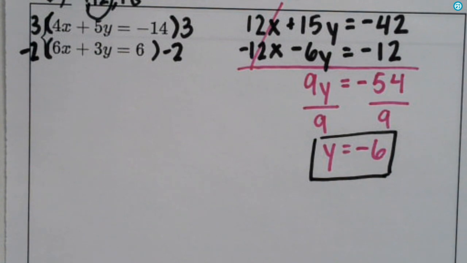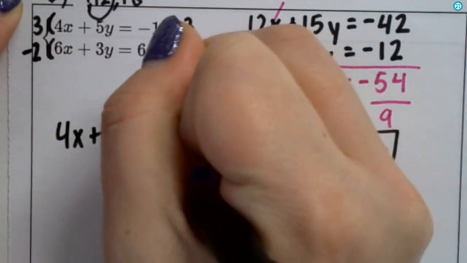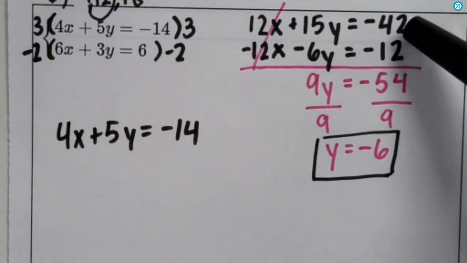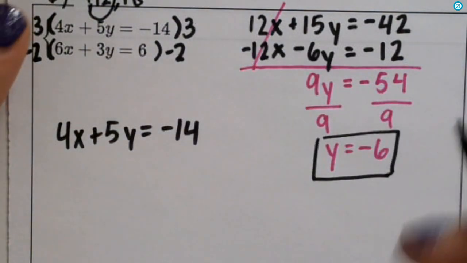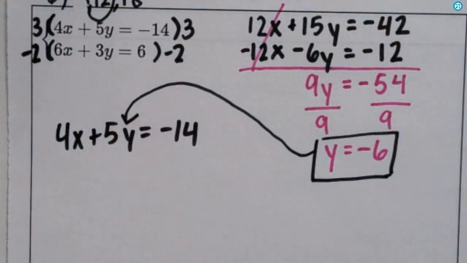Okay. So with that, then, we are going to go ahead and plug in y equals negative 6. We can plug it into either original equation. So I'm just going to grab the top one, 4x plus 5y equals negative 14. You could technically use these equations too, but the numbers are way bigger. So you might as well just use the original ones. So we're going to take that y equals negative 6. We're going to plug it in for y right here.